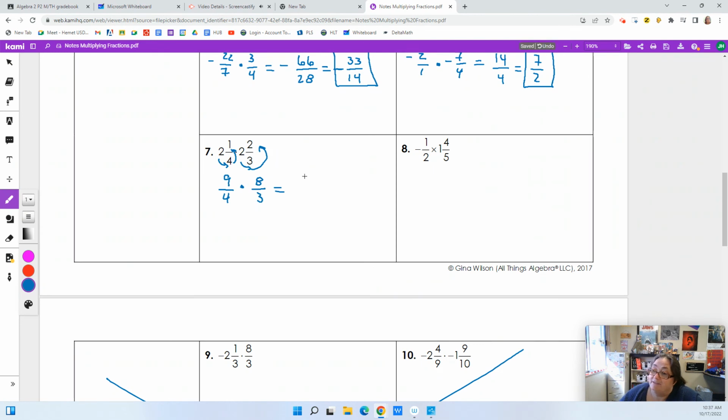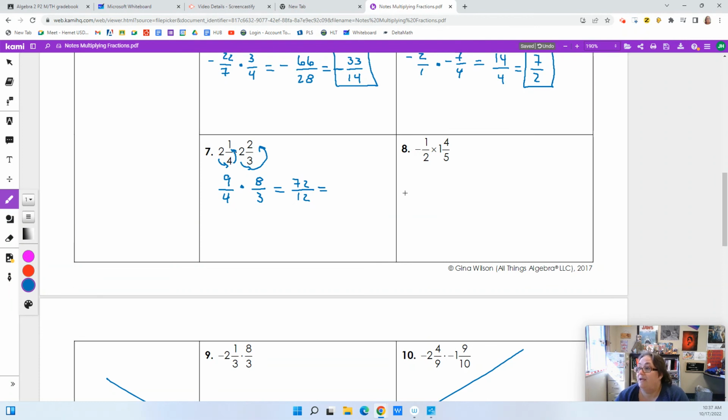What's 9 times 8? Anybody know that one? Yes, Daniel. 72. You are correct, sir. Over 12. Now, I know that each of these are divisible by 2. How do I know that? Because they each end in 2, right? They're even numbers. So let's look at this.